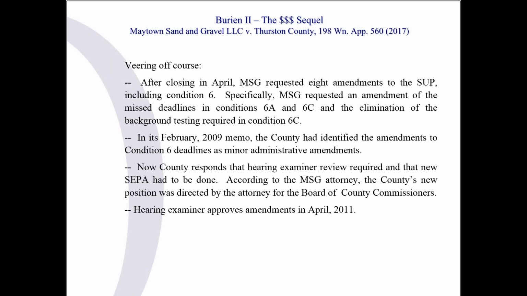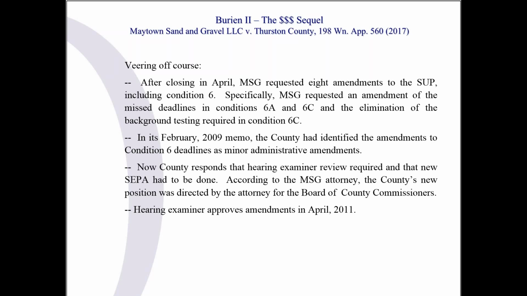But after closing in April, MSG requests 8 amendments to the SUP, including those amendments to Condition number 6 that I've been talking about. They specifically requested that those deadlines be revised, to reflect the fact that Tacoma didn't meet them and MSG wants to meet them themselves. MSG submitted these amendments based on the assurance that they'd be handled administratively. But now the county says, oh, actually, no, these are major amendments and it's going to require hearing examiner review. And according to an attorney for MSG, he was told by somebody at the county level that this new position from the county came about from advice issued by the attorney for the Board of County Commissioners.